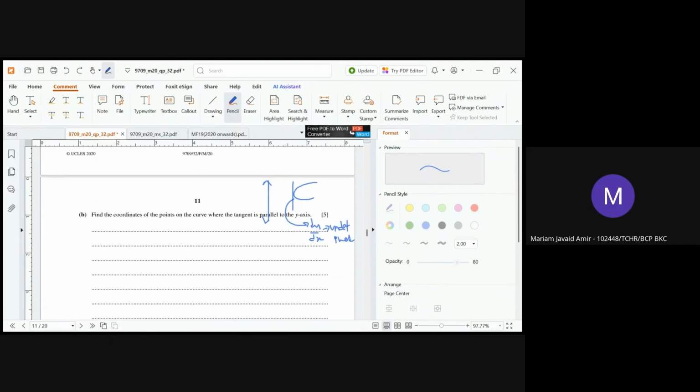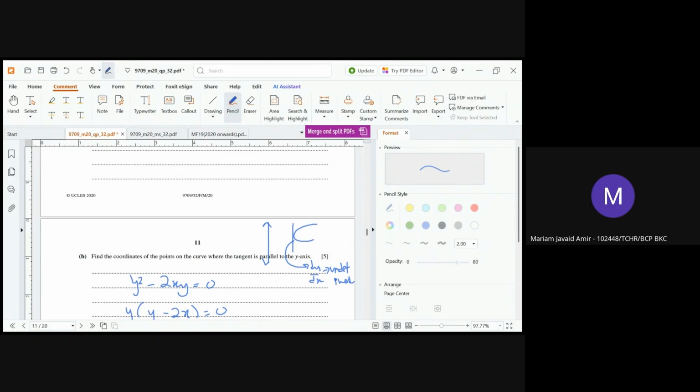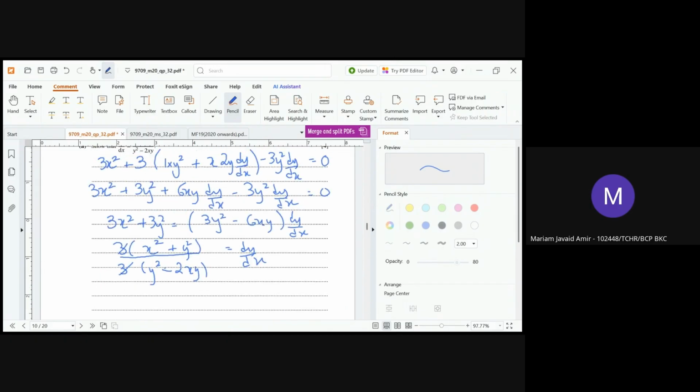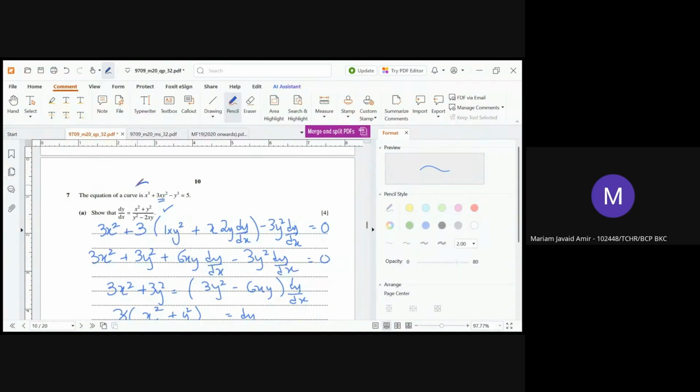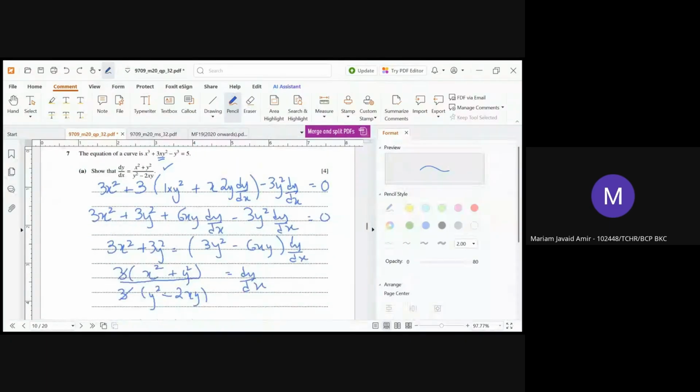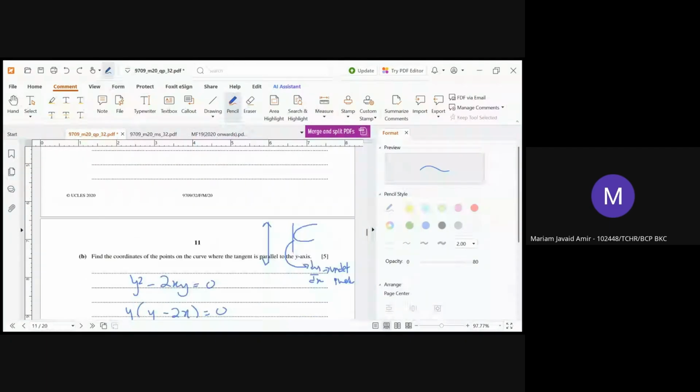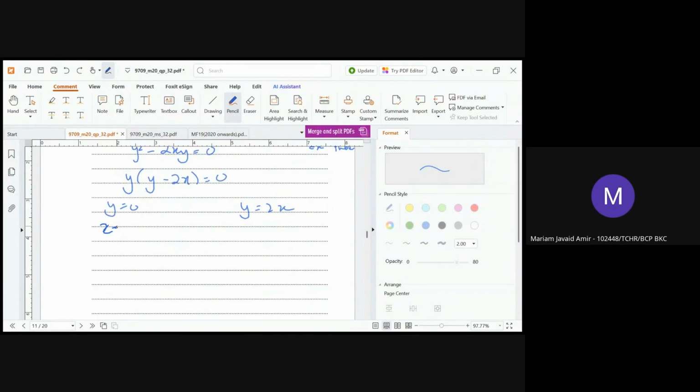So y squared minus 2xy should be equal to 0. Factorize: y bracket y minus 2x equals 0. So we're getting either y equals 0 or y equals 2x. Now we have to find the corresponding values of x and y. So when y is 0, substitute it in the original curve here. So we'll have x cubed equals 5. So x equals cube root of 5.